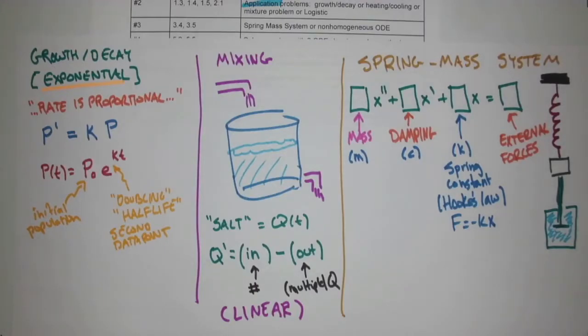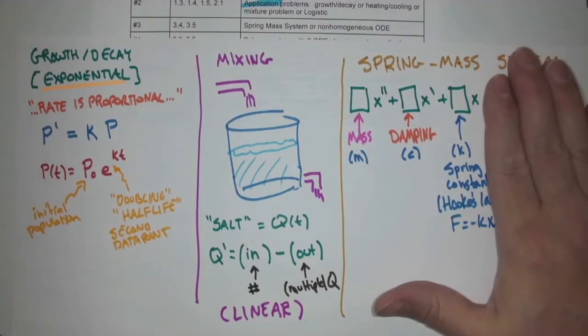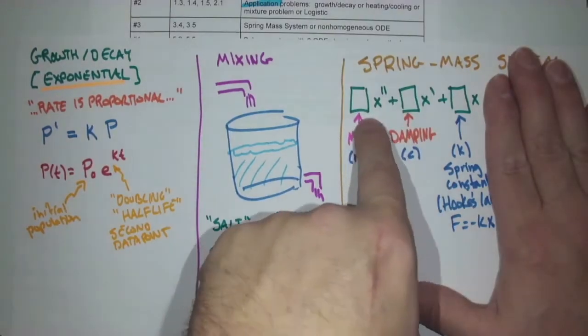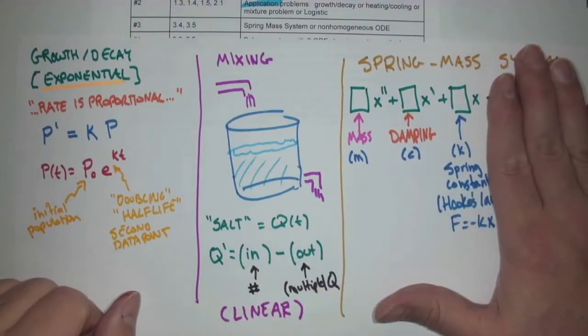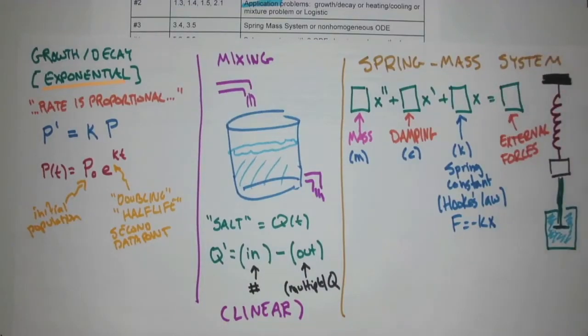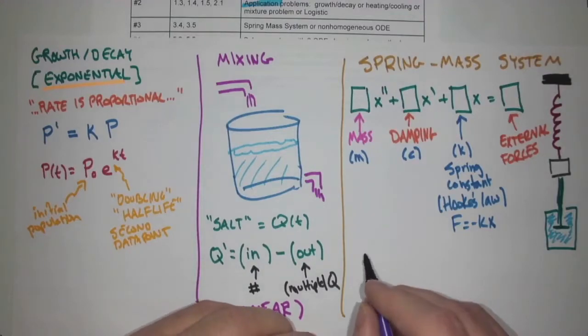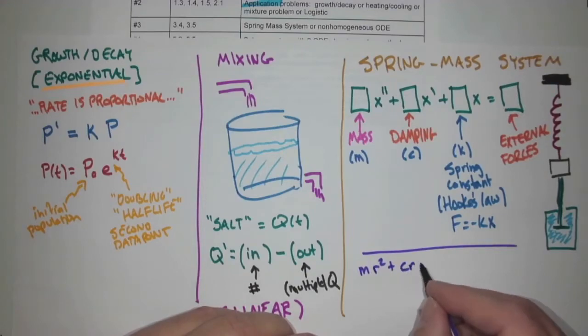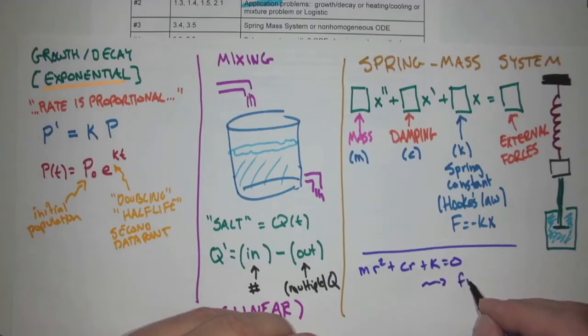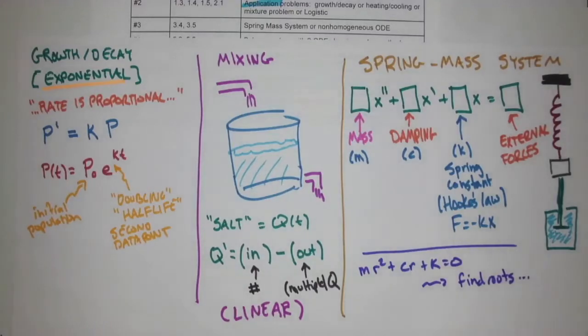Once you have it set up, let's suppose there's no external forces. So you have something x double prime, something x prime, something x equals 0. How do you solve that equation? Okay, meaning what? Yeah, you get m r squared plus c r plus k equals 0. And you find the roots. And off you go. Now, a couple things can happen.